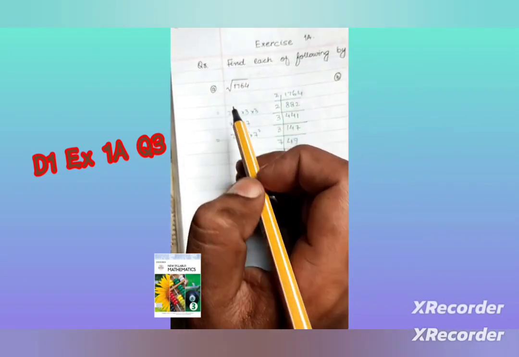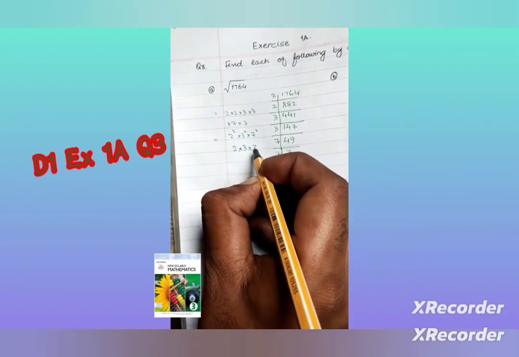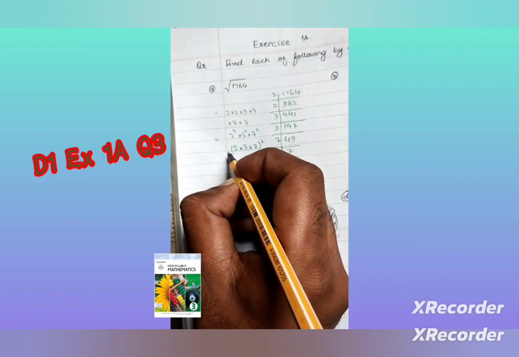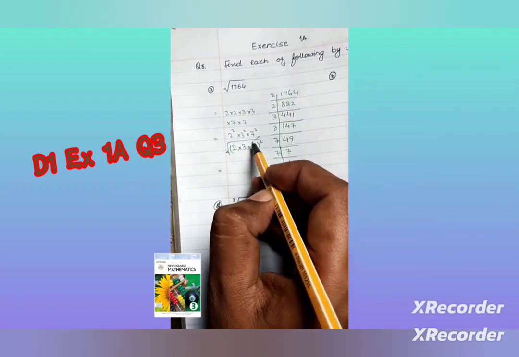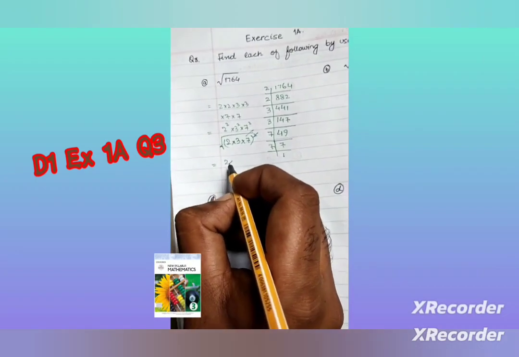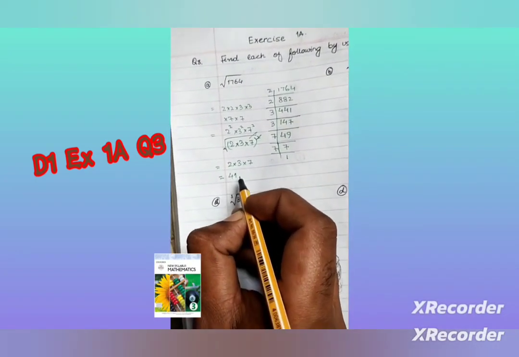Because there is a square root, what we have got is 2 multiply by 3 multiply by 7 whole square under root. From this we can cancel the square root with this square, so we get 2 multiply by 3 multiply by 7, that is 42. Our answer is 42.